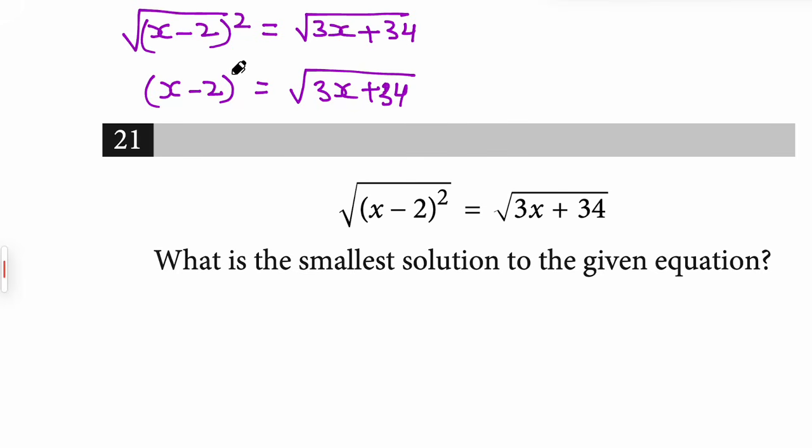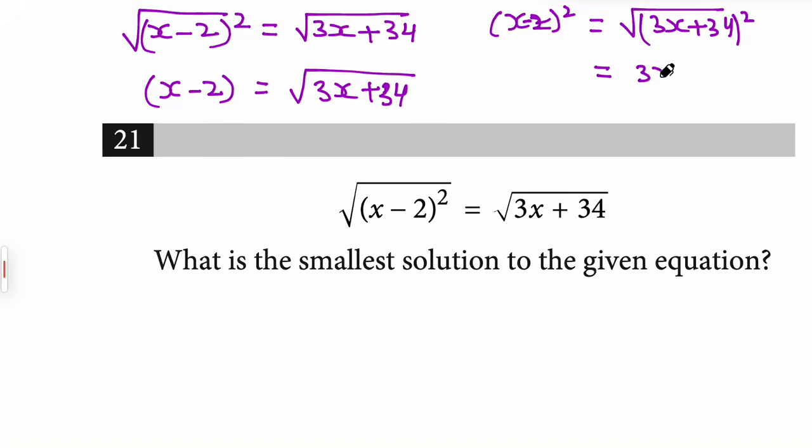square both sides? x minus 2 whole squared is equal to the square root of 3x plus 34, squared. I write the square as a whole, or I write the square over here, which is the same thing. So the rule I explained before, this will become 3x plus 34, and this is equal to x minus 2 whole squared.